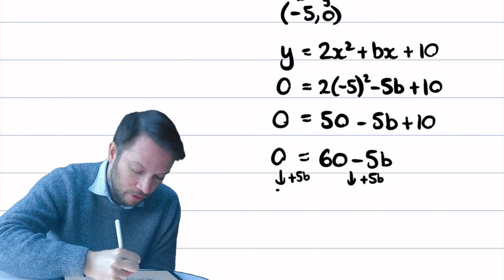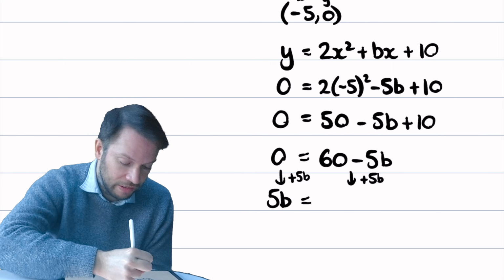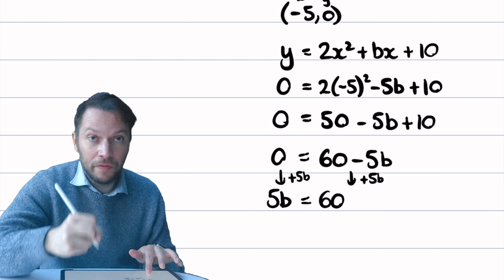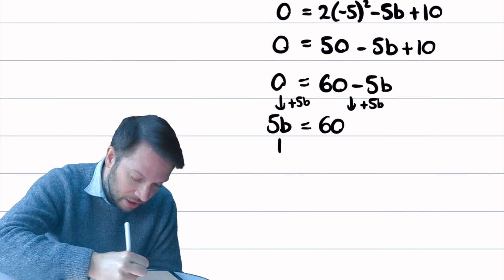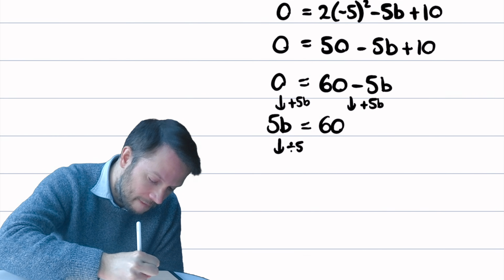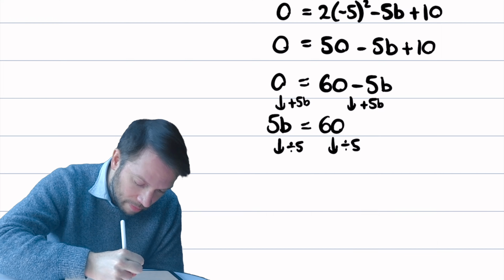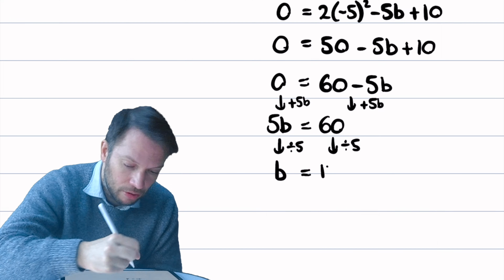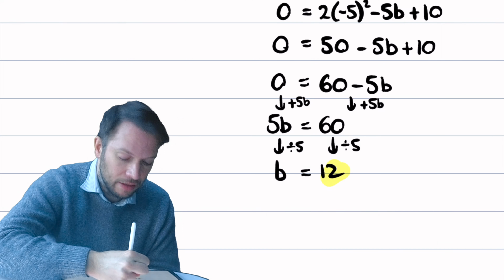So on the left-hand side, we've got 5b. On the right-hand side, we've got 60. And then, because it's 5 lots of b, we want to divide both sides by 5. And that gives you that b is equal to 12. And that is the final answer.